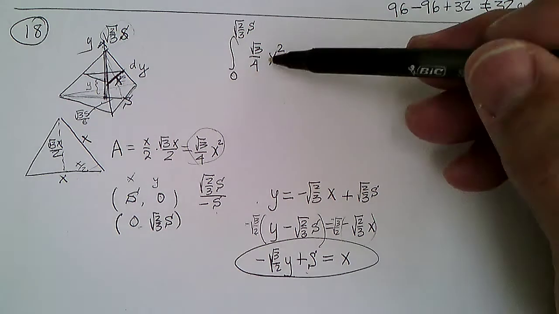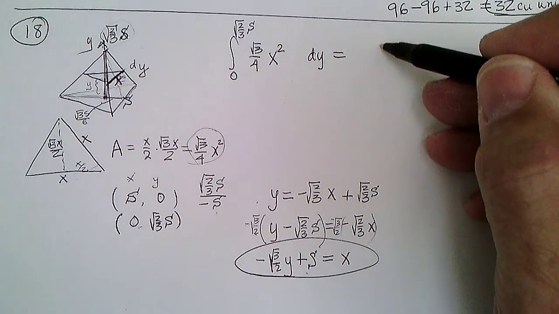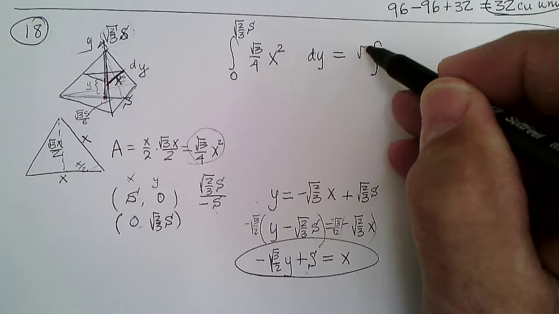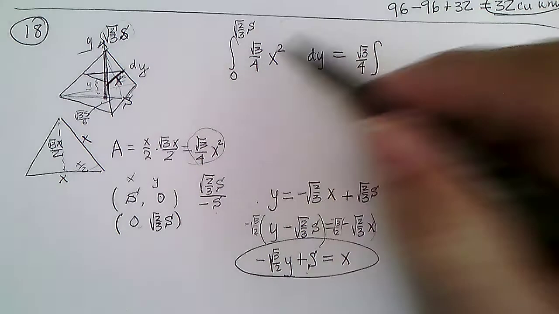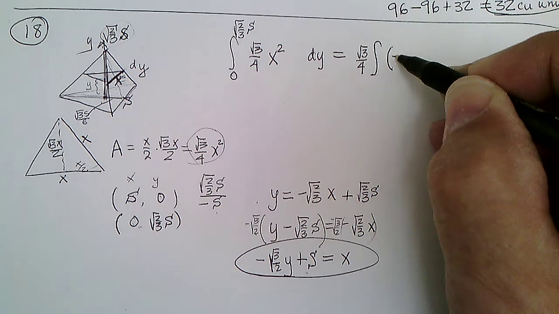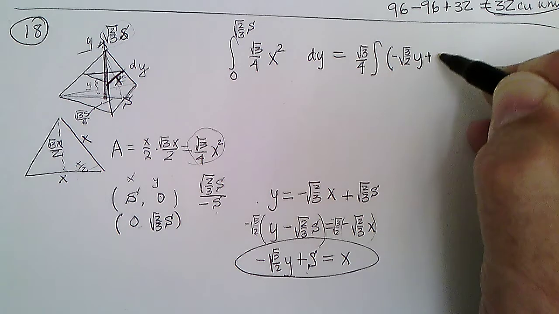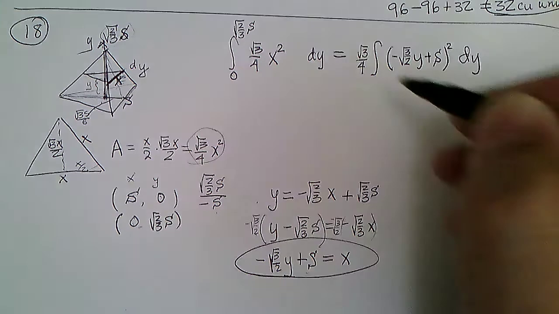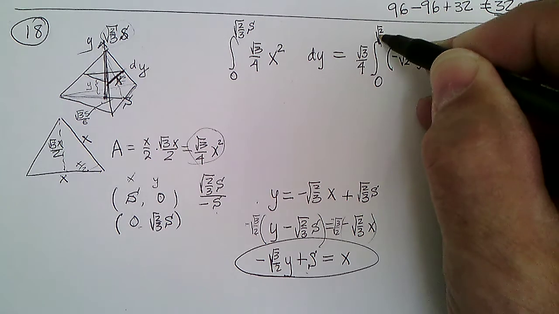So I'm going to put that in here for x and square it. So this becomes the integral. I'm going to take the square root of 3 over 4 out of here. That came from the area formula. X squared is going to be this squared. dy. And that would be from 0 to square root of 2/3 s.